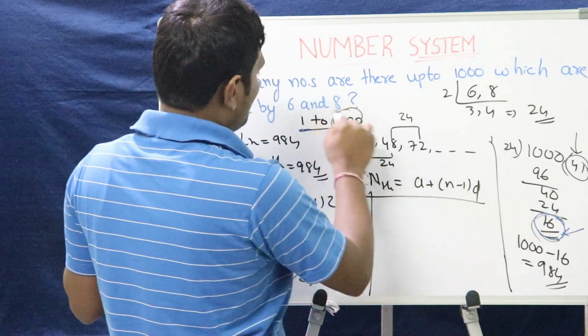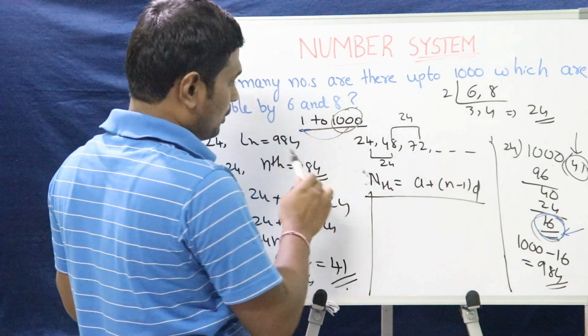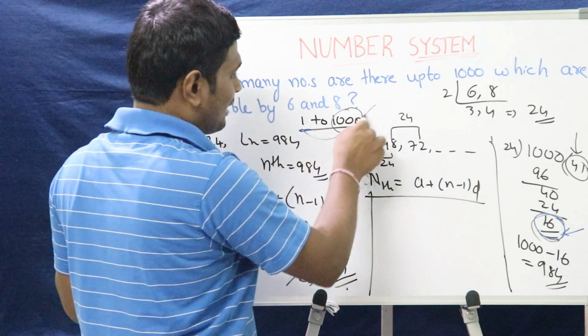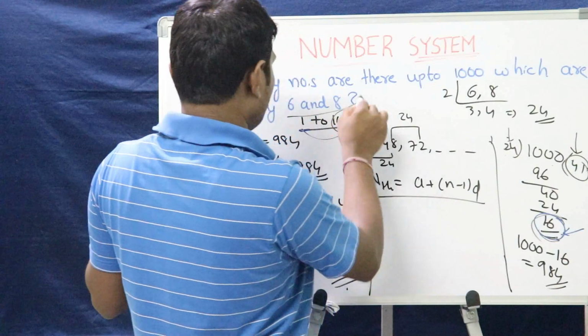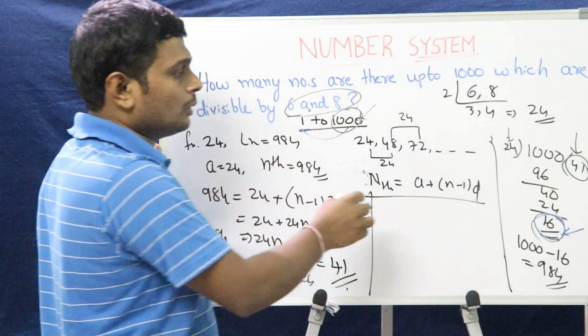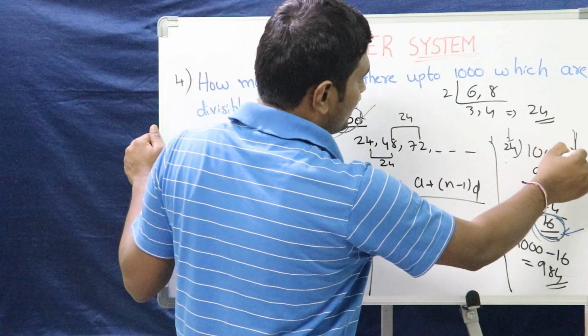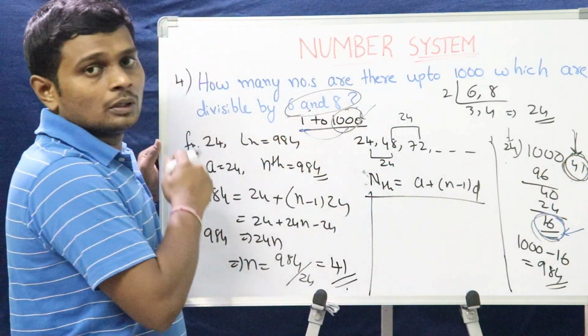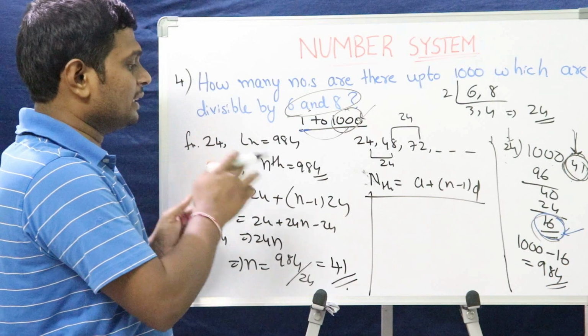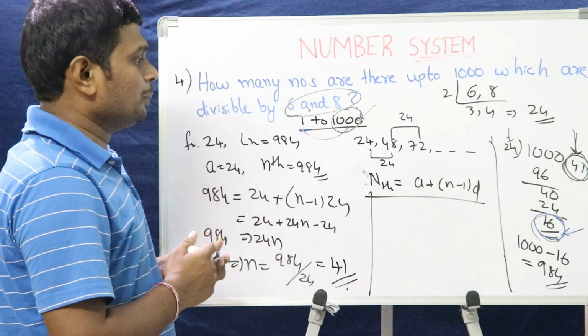This is from 1 to 1000, right? In the case of 1 to some number, divide the last number by the number which we want to find out. Then whatever coefficient we get, that is the number of terms from 1 to 1000. This is how we can solve it very quickly. I hope you understand the problem.